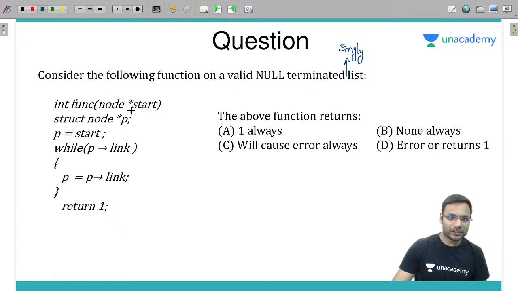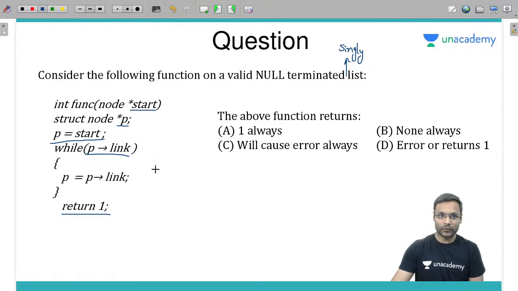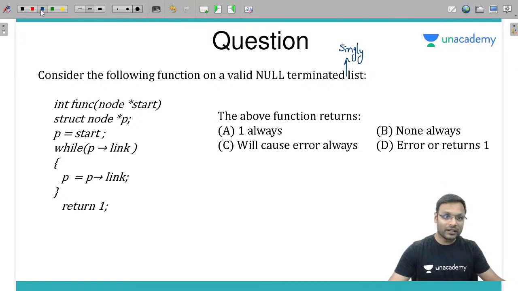So we are calling a function with pointer start, initially a pointer p initialized with start, and we are checking while p's link is true, keep going with p equals p's link, p equals p's link, and so on. At the end, return 1. Now, if you take a particular singly linked list, let's check out the options: 1 always, none always, will cause an error always, error, or returns 1.